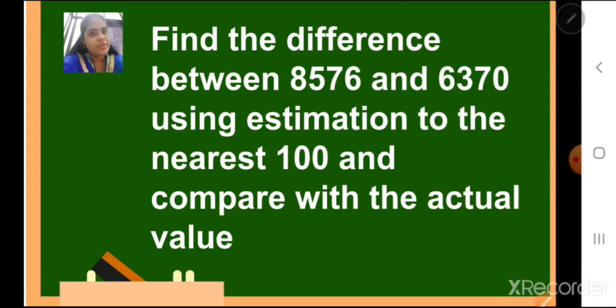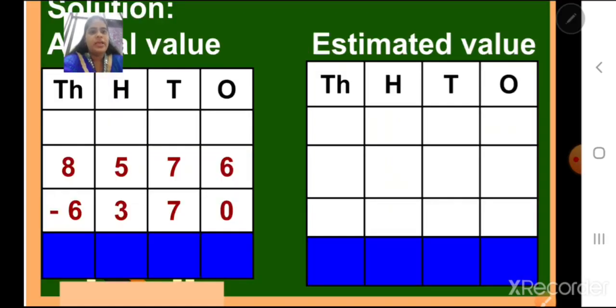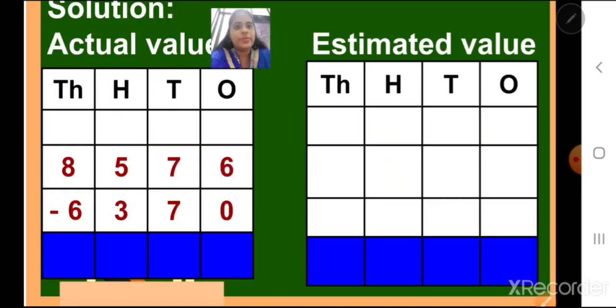How will we find the estimated value? By rounding off the number to the nearest 100. And this is already given in your question. So first we will write the numbers properly to find the actual value. For finding the actual value, we have made here one box. Draw the columns, write the place value properly and write the numbers in the proper place.